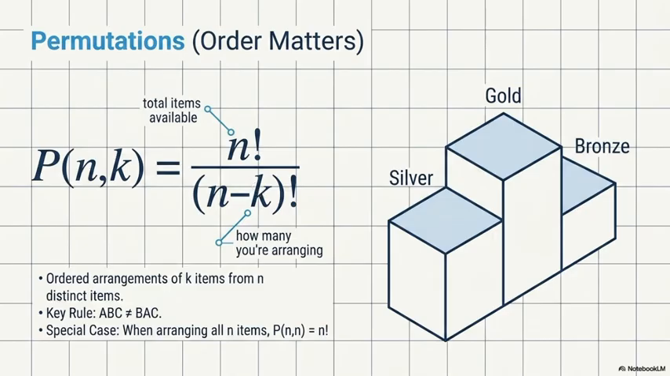Permutation is an ordered arrangement of k items from n distinct items. The formula is n factorial divided by (n minus k) factorial, where n is the total number of items available and k is how many you are arranging. In this case, order really matters, so ABC will not be equal to BAC. One special case to keep in mind is when we are arranging all n items, then the permutation will be n factorial.